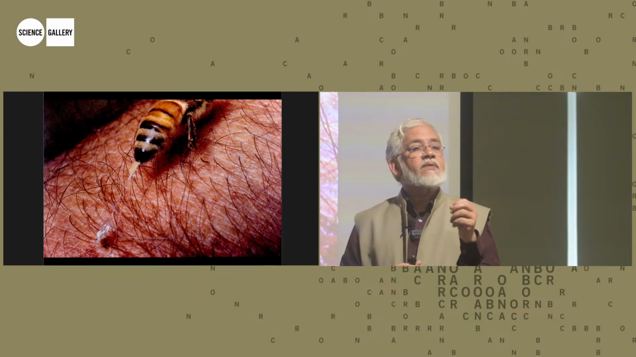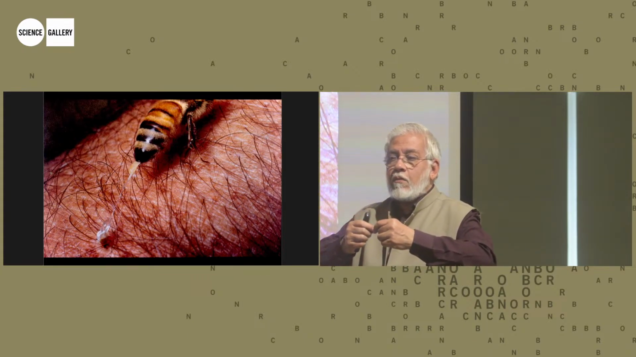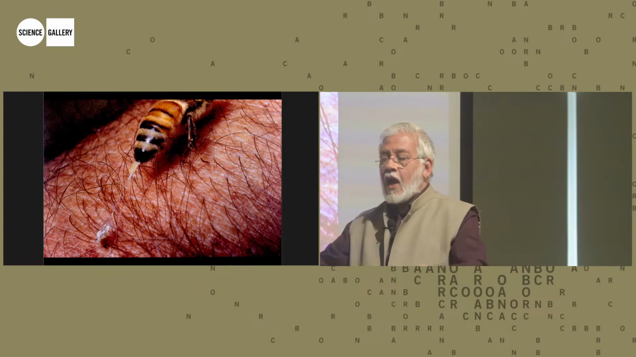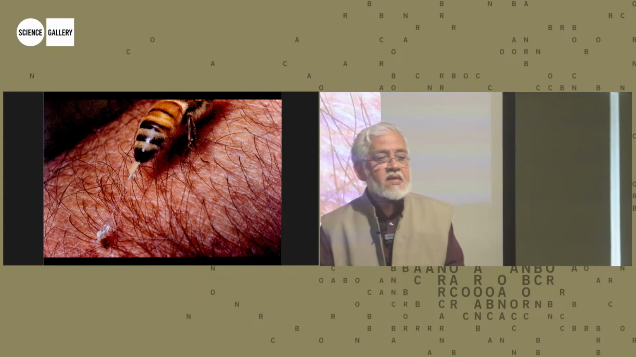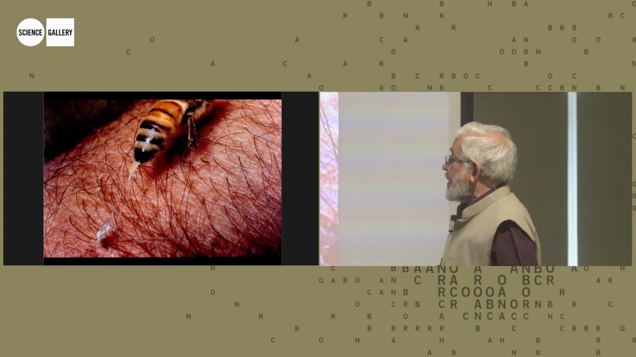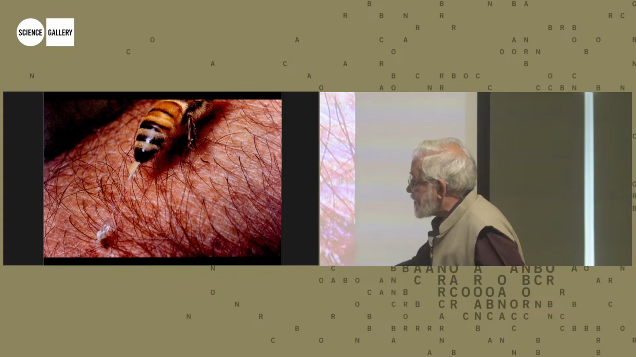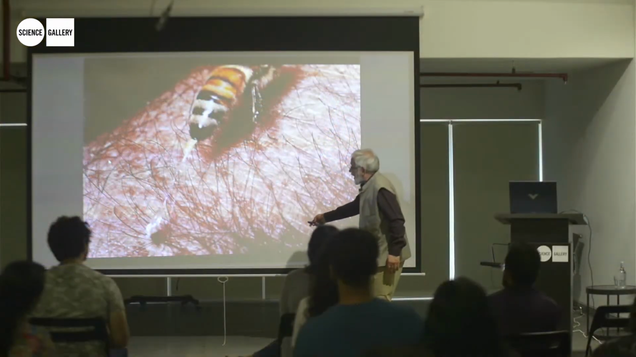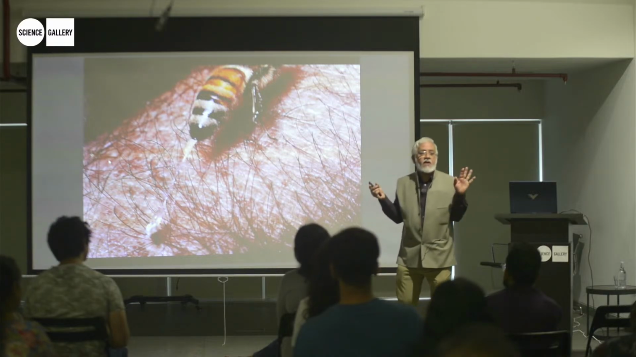Stinging is an act of suicide, because the sting has barbs pointing outwards, and when the bee inserts its sting into your body, she cannot withdraw it. She tries, of course, and when she tries, her abdomen ruptures, and she will leave behind the sting, part of her digestive system, and the poison gland behind, and she flies away only to die within a few minutes.